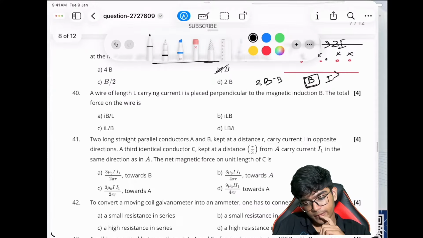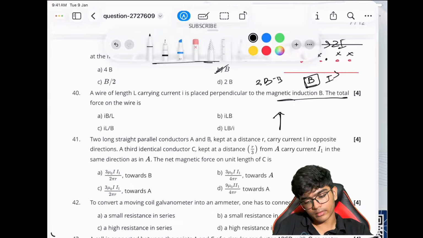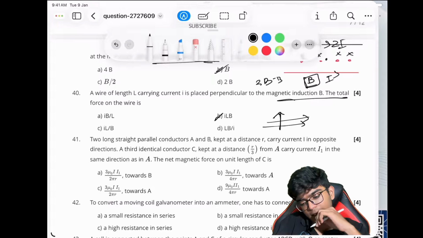Correct? Okay. Perpendicular to the magnetic induction, the total force on the wire is, the wire is like this, the magnetic field goes like this. The total force on the wire is BIL. I can tell the direct formula in class, right? Okay.